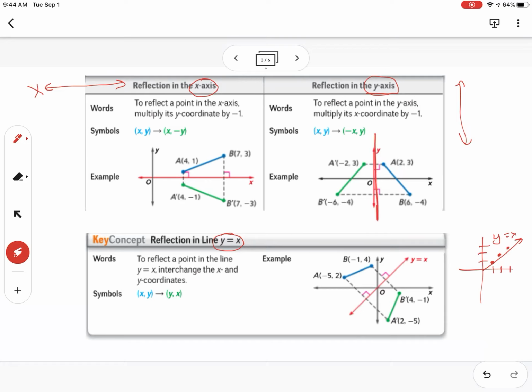To reflect over the y-axis, now we're flipping sideways, going back and forth across. For this one, if you look, the x becomes negative, but the y stays the same. So over here, this is negative 2, this is positive 2. But 3 and 3 are the same. So the x is going to change sign. So negative 6, positive 6.